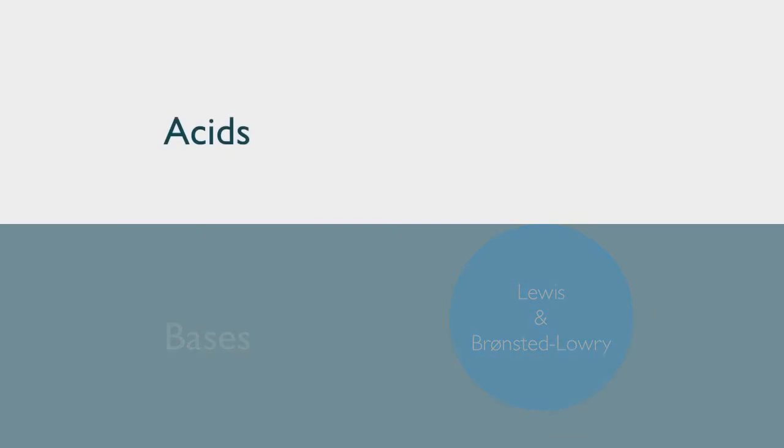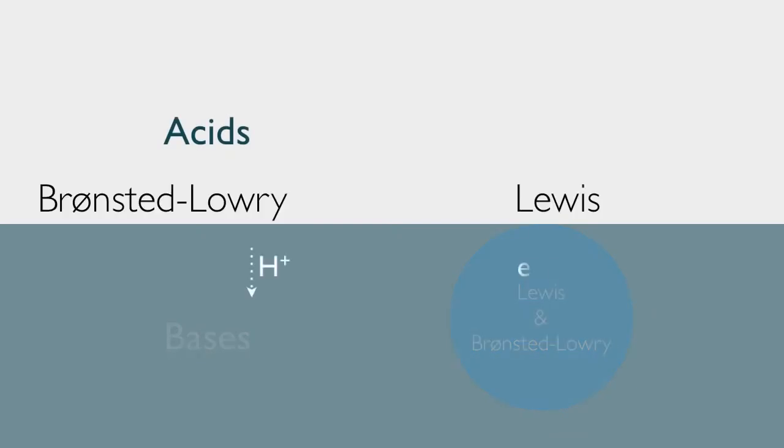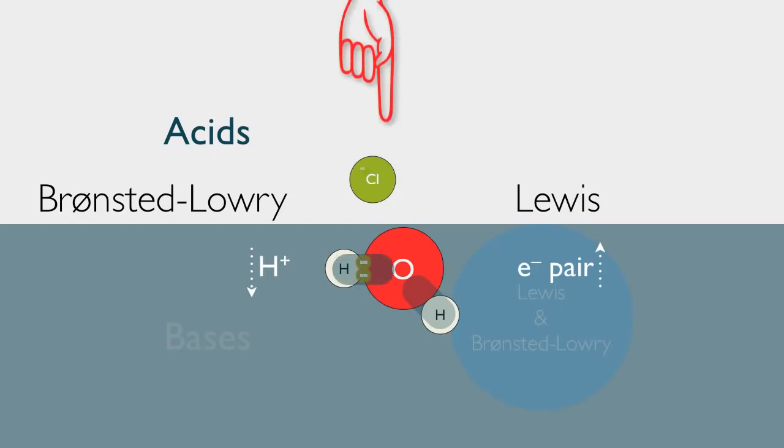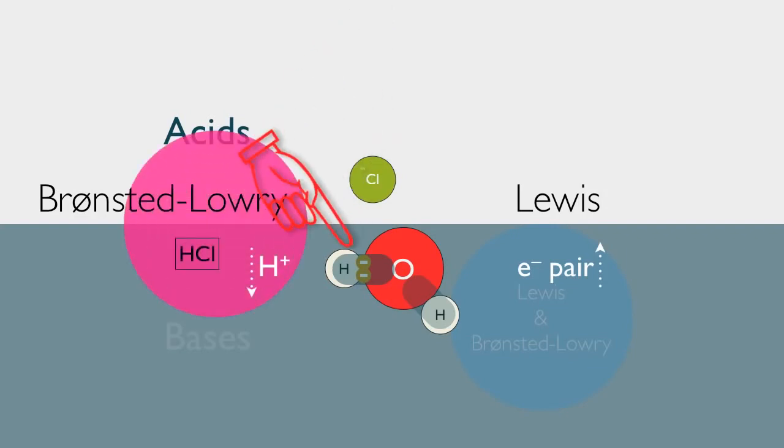But what about the acids? Bronsted-Lowry says that an acid must donate a proton, and Lewis says that an acid must accept an electron pair. Again, here's our reaction. There's our Bronsted-Lowry acid. The hydrochloric acid donated the proton. So hydrochloric acid is, of course, a Bronsted-Lowry acid. And there's the electron pair that the hydrogen ion is accepting. The hydrogen ion came from the hydrochloric acid. So hydrochloric acid counts as a Lewis acid.